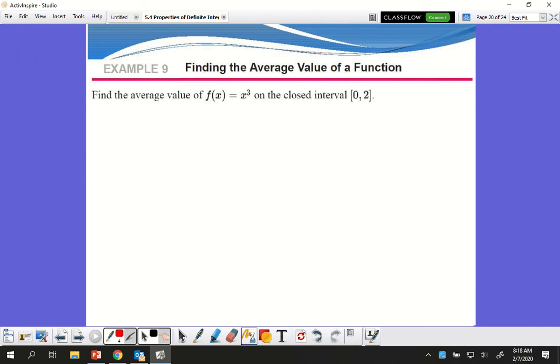Epic now. All right, so anyway, let's do math now. So it's going to be y bar here. Y bar is equal to 1 over b minus a. My b is 2 minus a, 0, integral from 0 to 2 of x cubed dx.